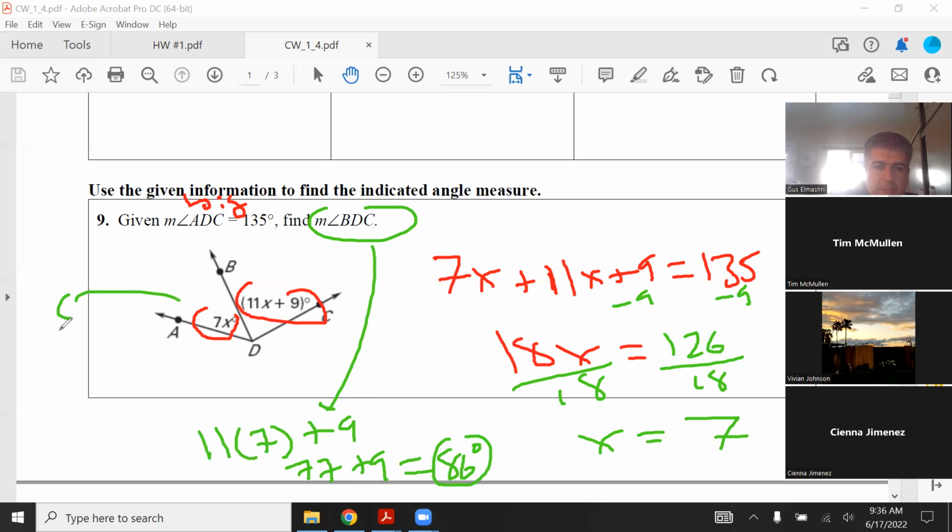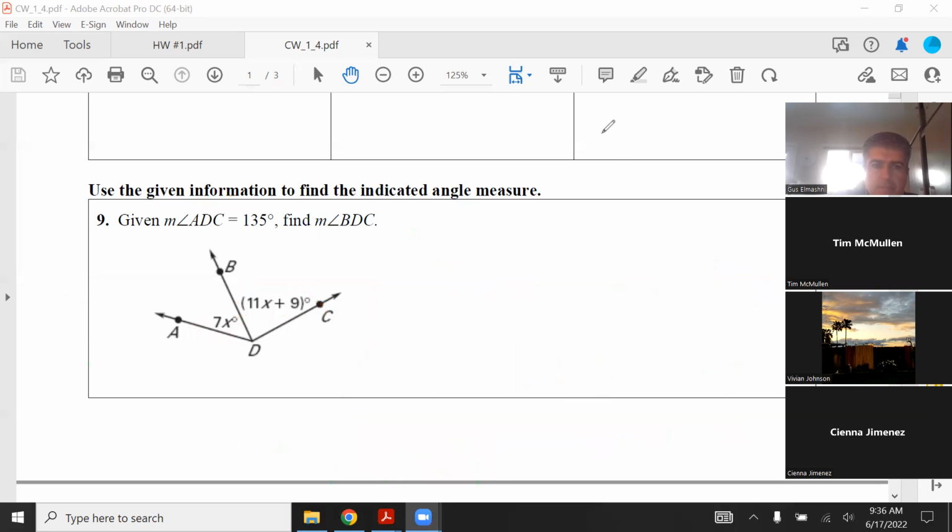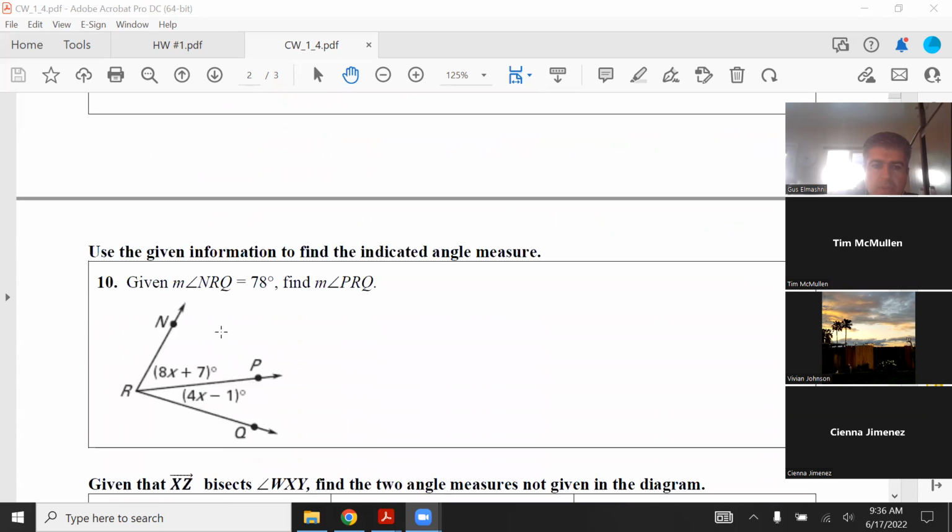And 7 times 7, by the way, is 49 degrees. And those two do add up to 135. So 86 is what we're looking for as the answer. Right there. So you'll try 10 on your own. Very, very similar to what we just did.